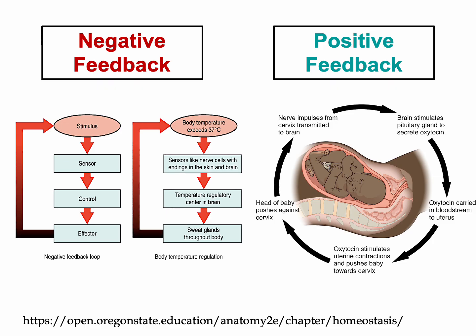While positive feedback, on your right, amplifies a change in the body to reach a specific outcome. For instance, during childbirth, pressure on the cervix triggers oxytocin release, which strengthens contractions. This contraction then stimulates more oxytocin, creating a loop that continues until the baby is delivered and the cycle ends.